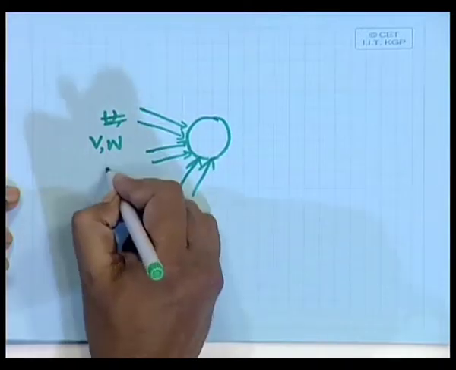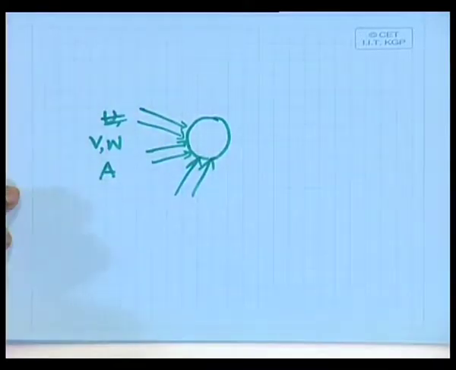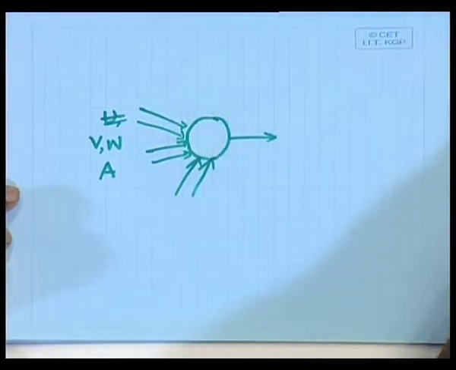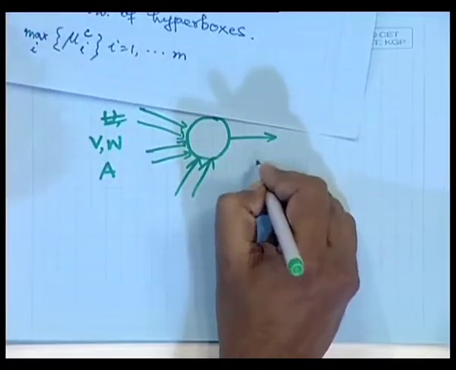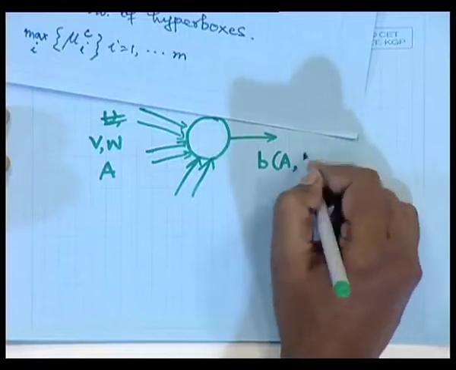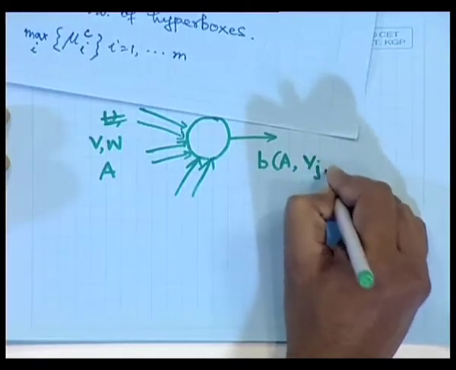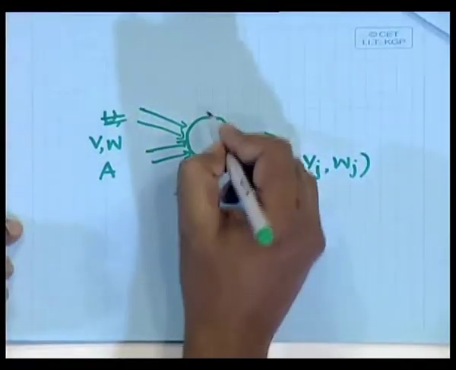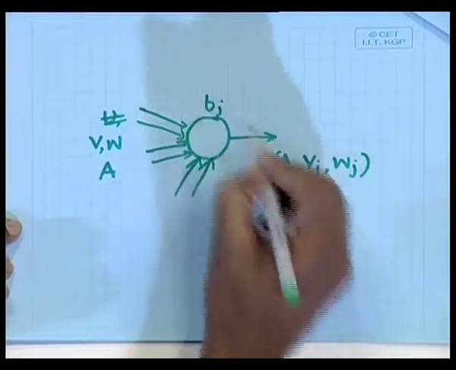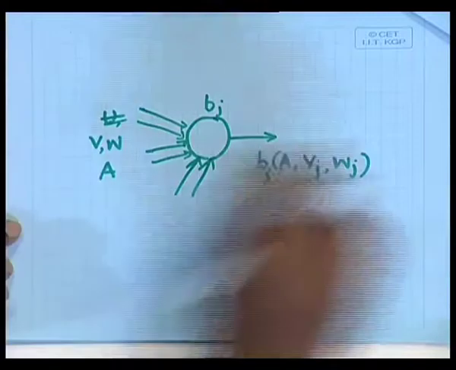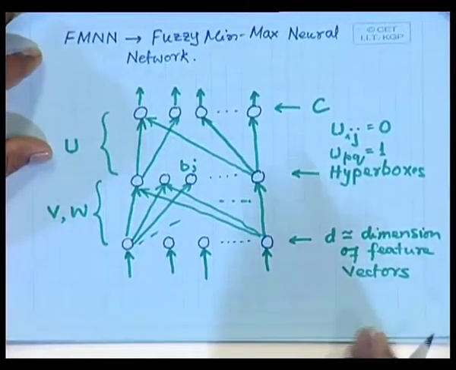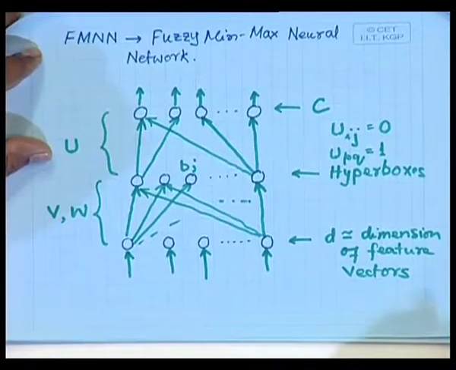It will also have the input vector A, the unknown vector A, and it will give me an output which is nothing but this function b_j(A, V_j, W_j). If this node is the jth hyperbox node, let us represent it by B_j. In this architecture, each of these hidden layer nodes will compute the corresponding membership function.